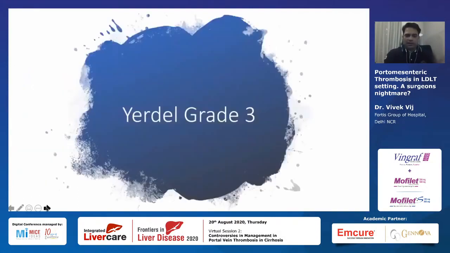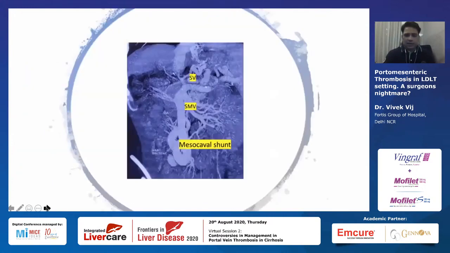Now, Yerdel grade 3 is slightly difficult as compared to grade 1 and grade 2. It requires more control of blood vessels. So for this case, I usually prefer a complete tunneling of the portal vein under the pancreas from above and below, and pull the portal vein down into the infrapancreatic and supracolic compartment, so that under vision we do thromboendovenectomy.